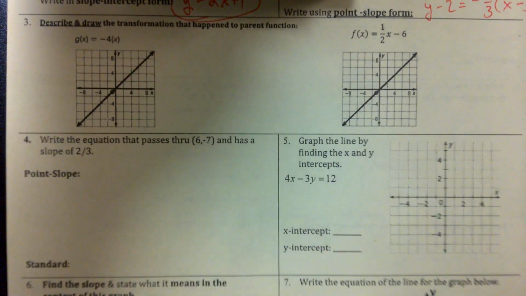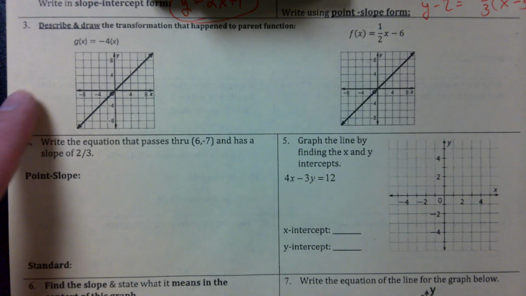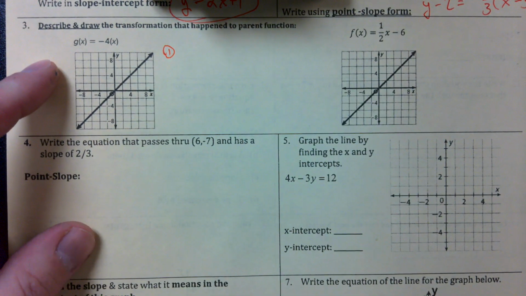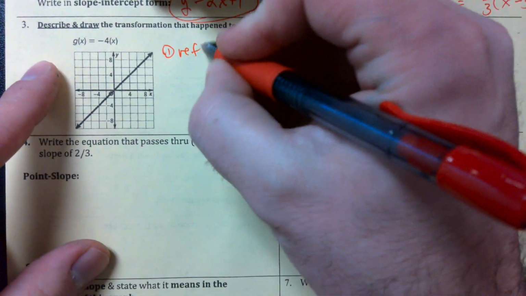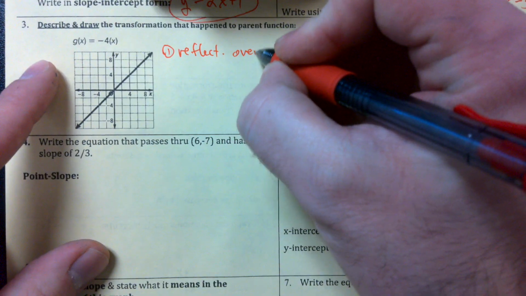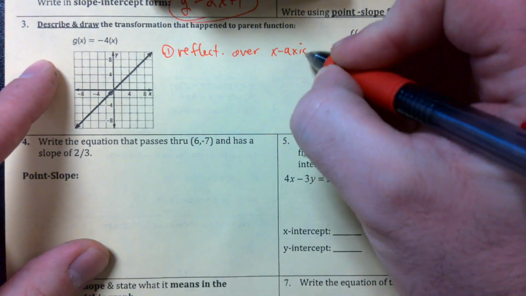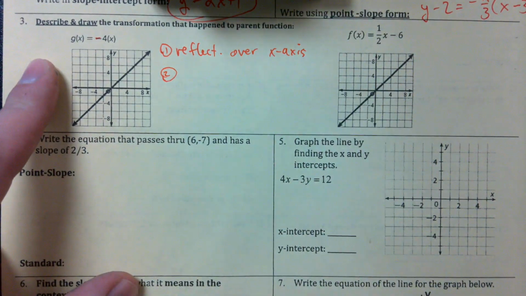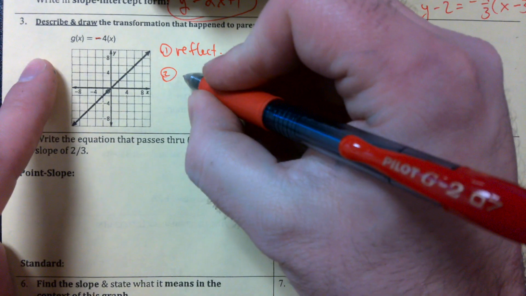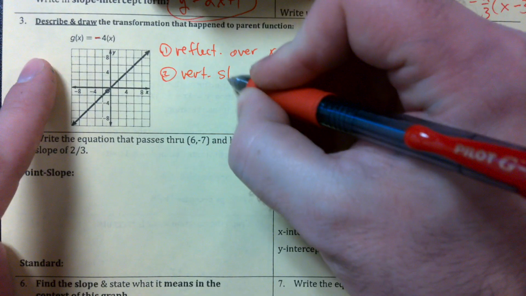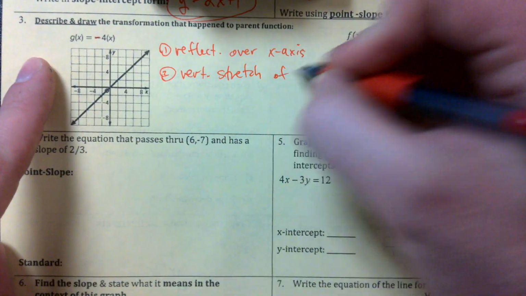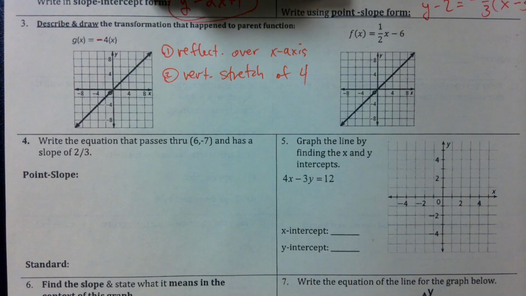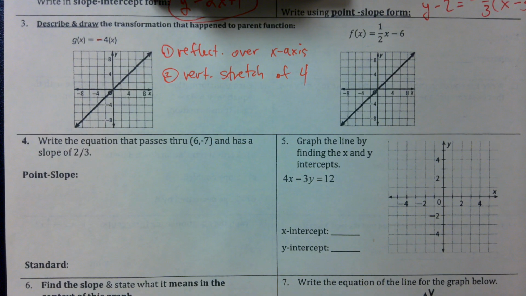Number 3, describe the transformation. There's a couple things happening in this first one. What's the first thing I'm doing here? Yeah, Matthew? Reflect over x. Good. What tells you that? The negative sign. Very nice. What's the other thing I'm doing? Yeah, Ben? Vertical stretch of 4. All right.